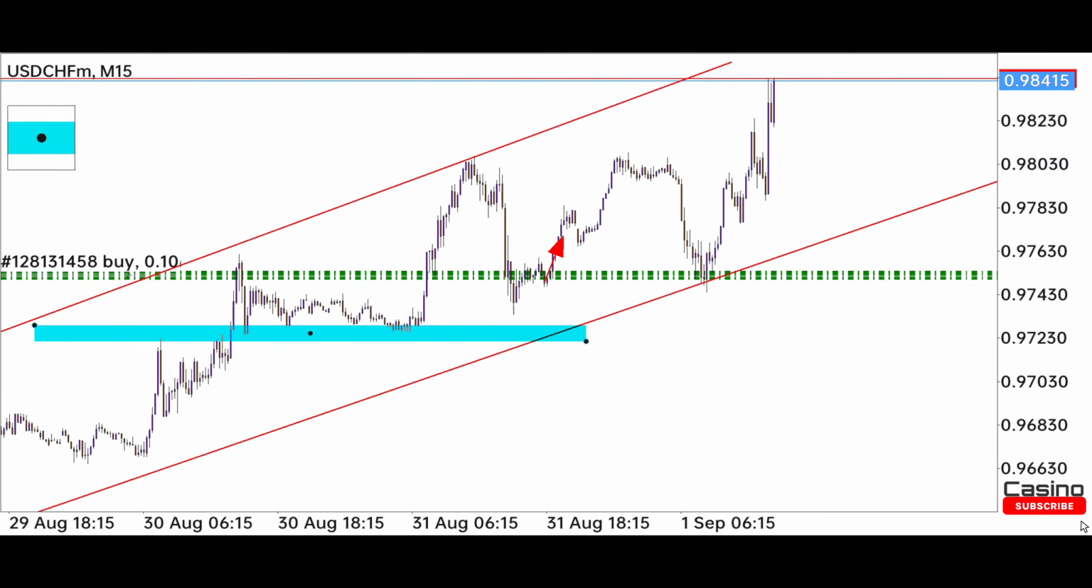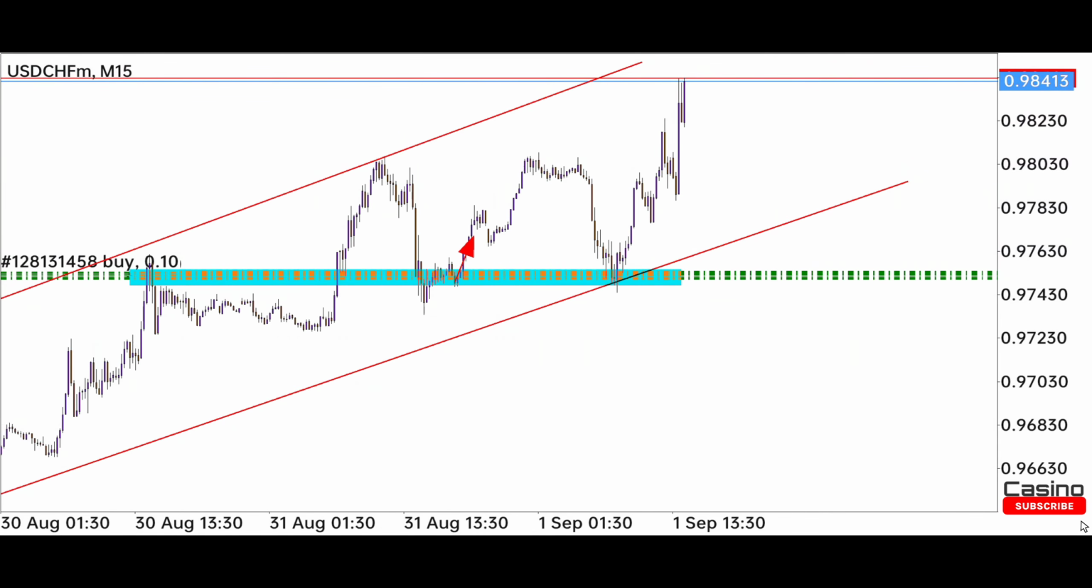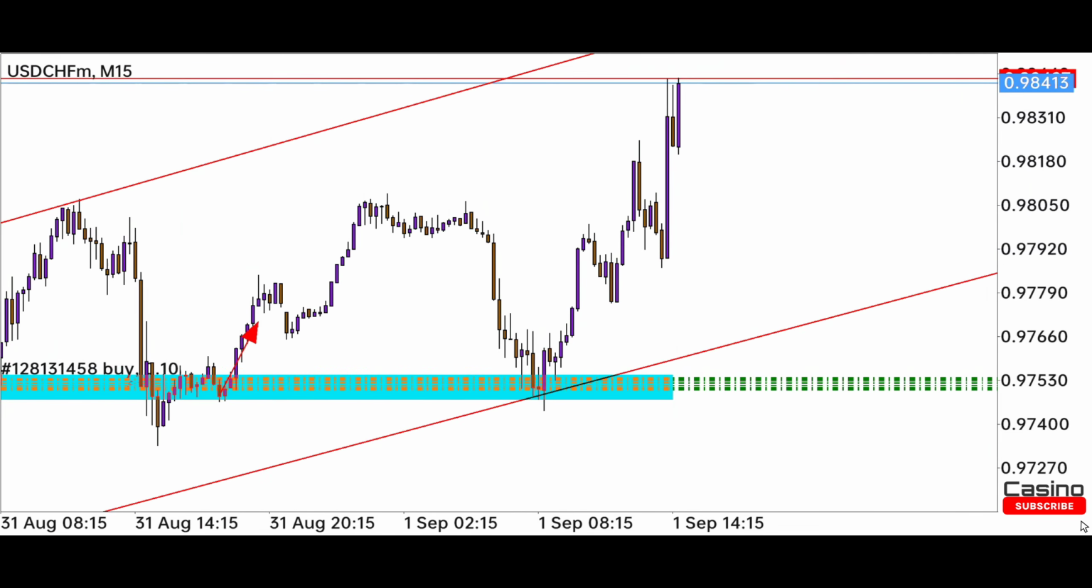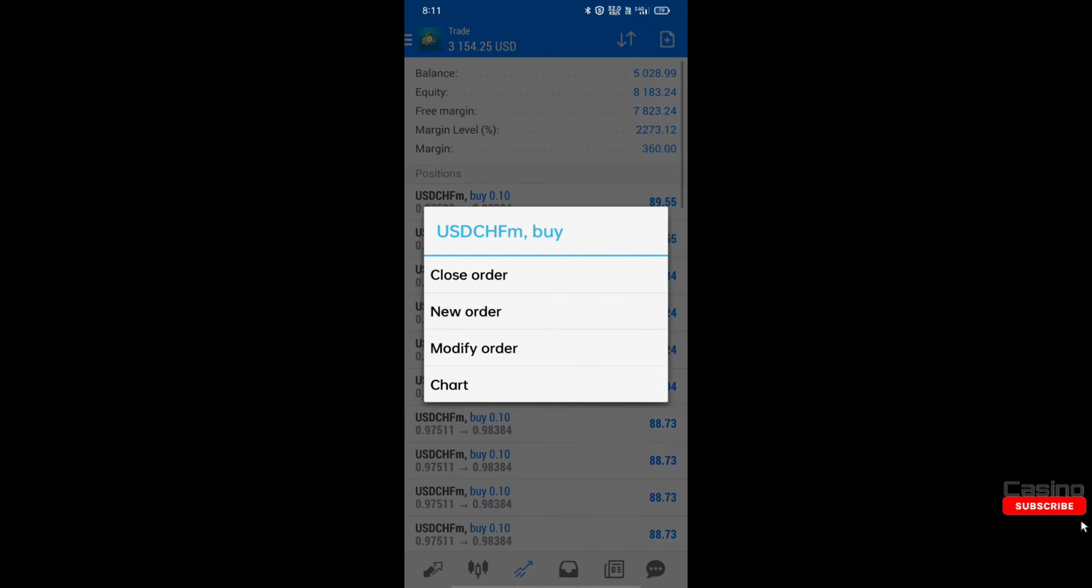The market had made a double bottom here, due to which we were sure that the market will go up. If you already know in which direction the market will go, you stay in the trade. Let me close my trade. My target has been achieved. Guys, my profit is $3,154, more than we expected.